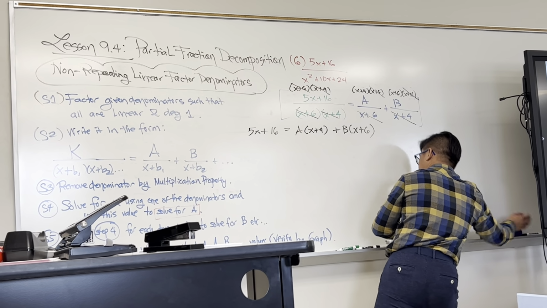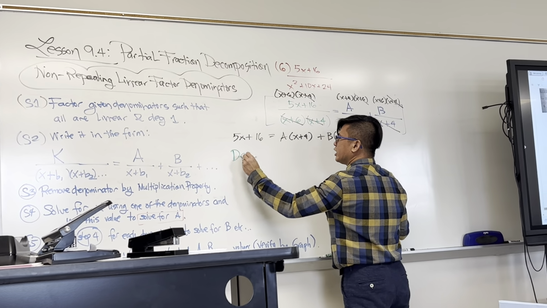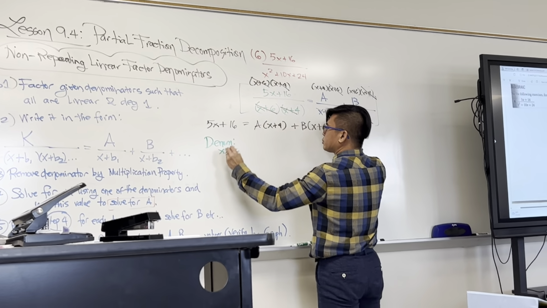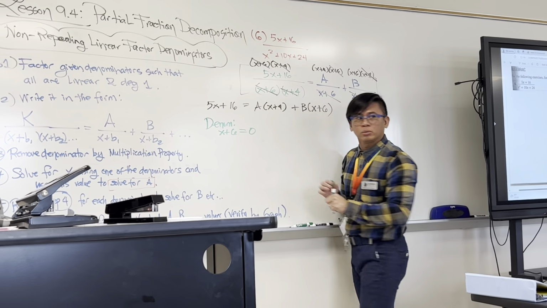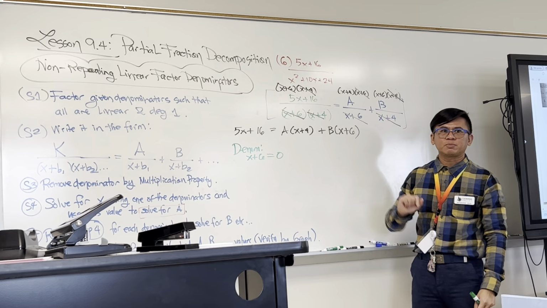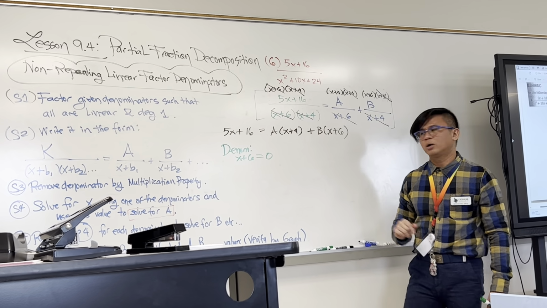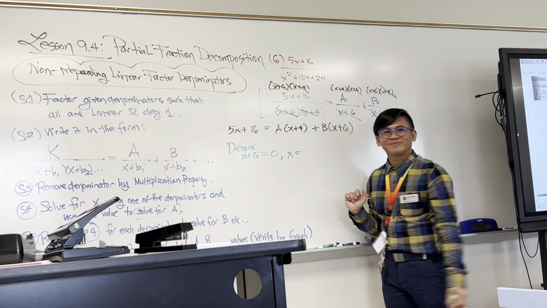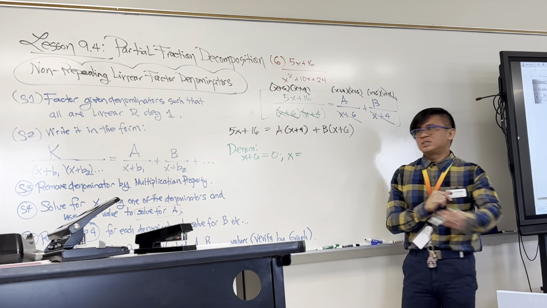The first denominator that we chose a while ago is what? X plus 6, right? So x plus 6, we equate it to 0 and solve for x, right? And what's your x in there? Negative 6, very good, right?